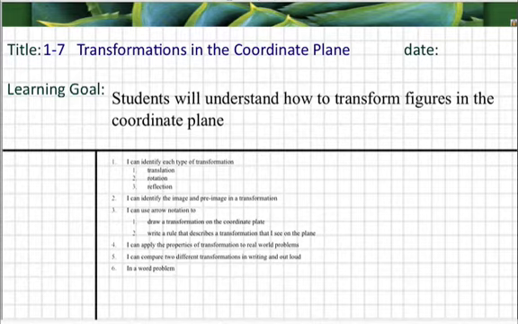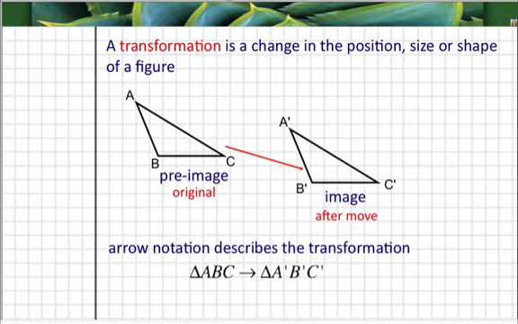Okay, so let's just focus on what those transformations are. First of all, a transformation is a change in the position, the size, or the shape of a figure. Here we can see two triangles. The two triangles look like they're pretty much the same, and it looks like this first triangle over here has just been moved to this new position over here. So it's like a slide.